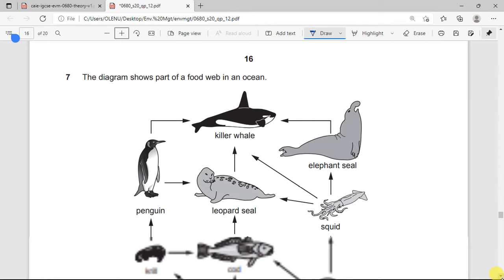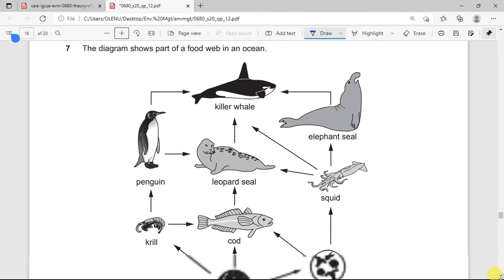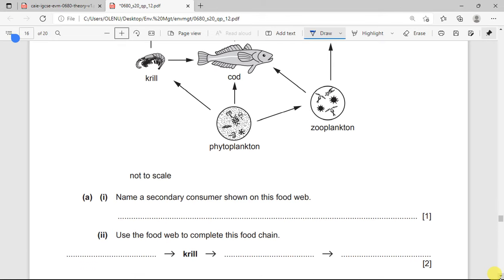Now question number 7 is a food web. The diagram shows part of a food web in an ocean. So name a secondary consumer on this food web.